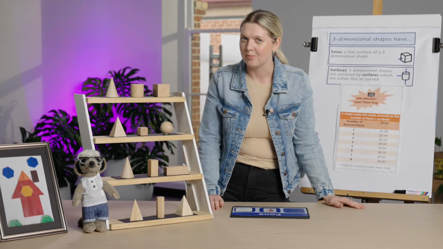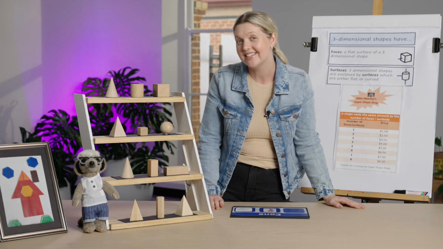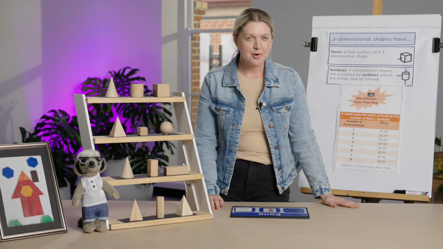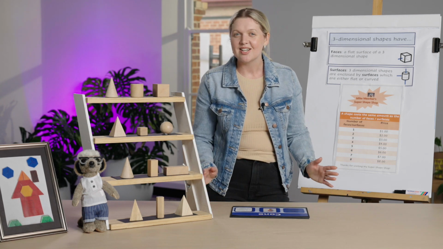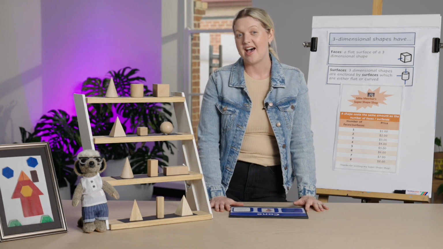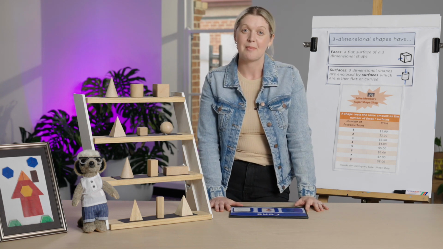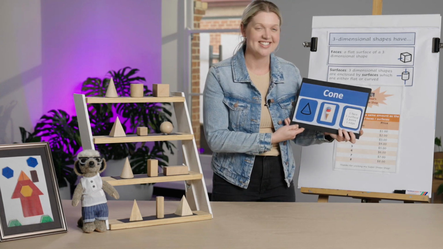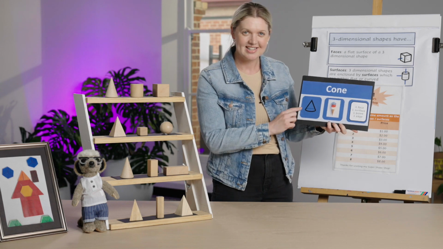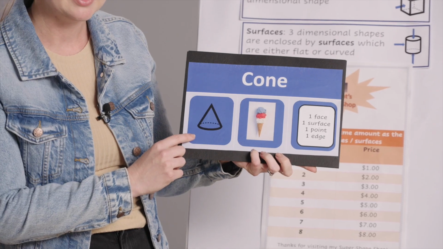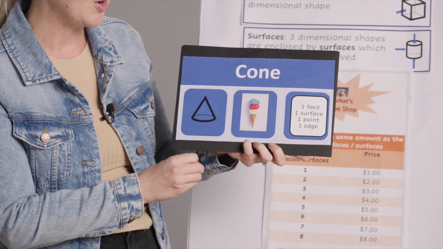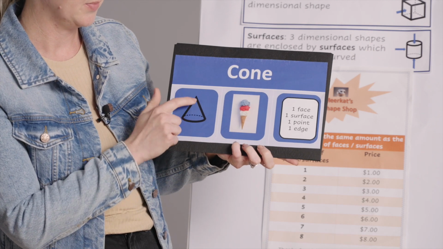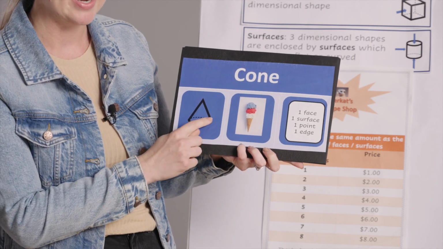Now, you might remember my friend Mike and his super shape shop. Mike's shop is going extremely well, so he's started to sell 3-dimensional shapes as well now. Before we go shopping, let's learn together a little bit more about the name and attributes of some 3-dimensional shapes. I want you to say the shapes with me if you know them. Do you know what this 3-dimensional shape is? It's called a cone. And a cone has 1 face, 1 surface, 1 point, and 1 edge.